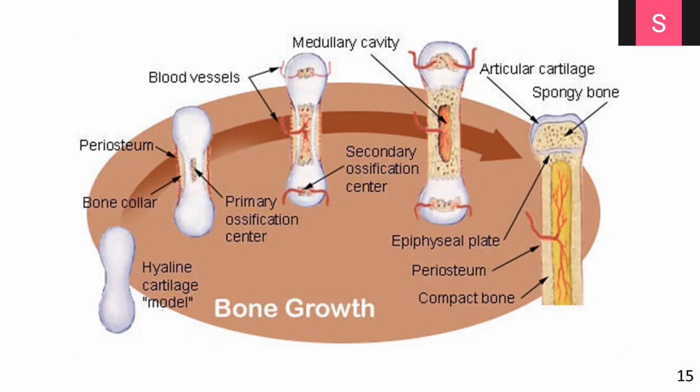The increase in diameter is called appositional growth. Osteoblasts in the periosteum form compact bone around the external bone surface. At the same time, osteoclasts in the endosteum break down bone on the internal bone surface around the medullary cavity. These two processes together increase the diameter of the bone and at the same time keep the bone from becoming excessively heavy and bulky.